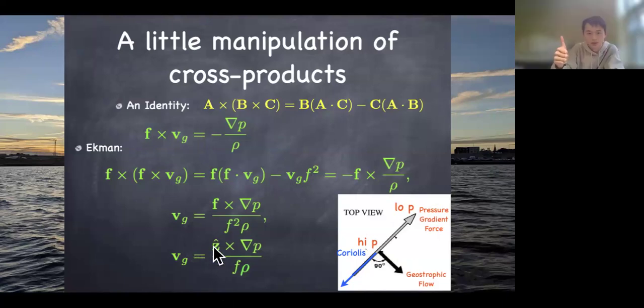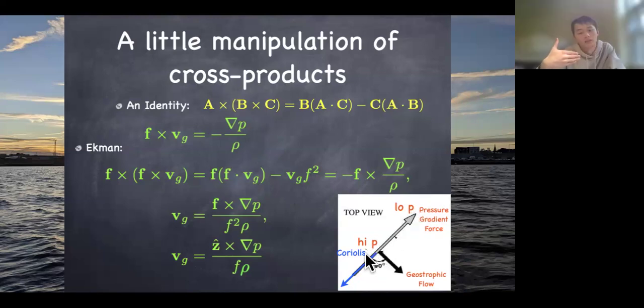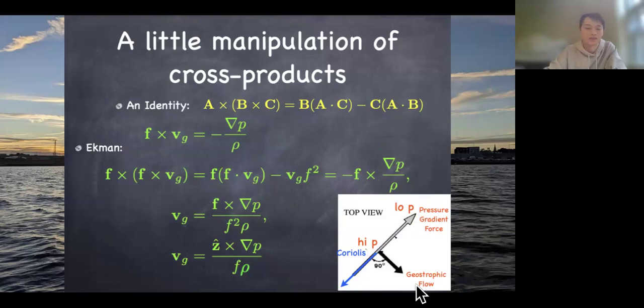So Z is pointing up. Z cross gradient of pressure, which is the confusing part, is that the pressure gradient force is the negative gradient of pressure. So the gradient of pressure is in the opposite direction of this arrow. Oh, okay. Z is pointing up. Cross that, and that gives you the geostrophic flow. Okay, gotcha. Thank you.